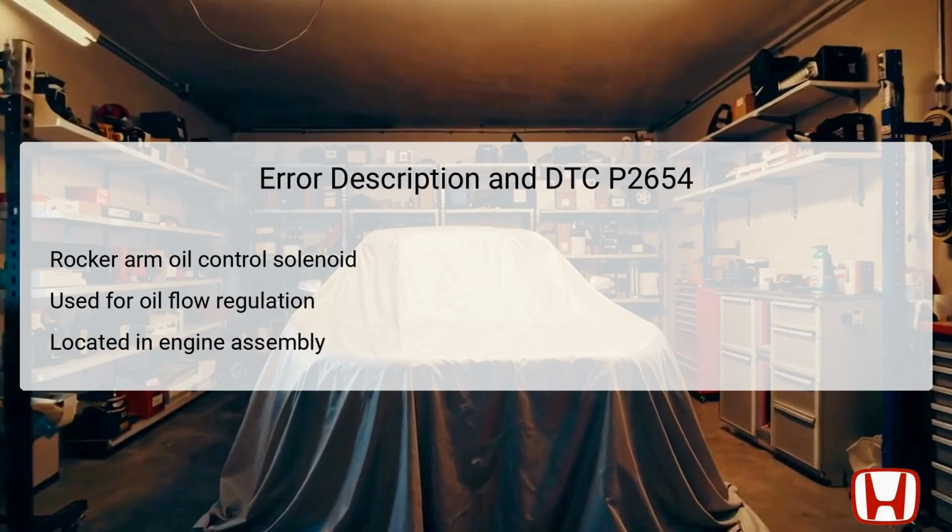When an error is detected, as highlighted by DTC P2654, it indicates that a high voltage issue is present in the circuit. The solenoid's role is significant. Without proper oil flow regulation, the engine may experience decreased performance, increased fuel consumption, or even potential engine damage over time. Therefore, addressing this DTC promptly is important for optimal vehicle operation.